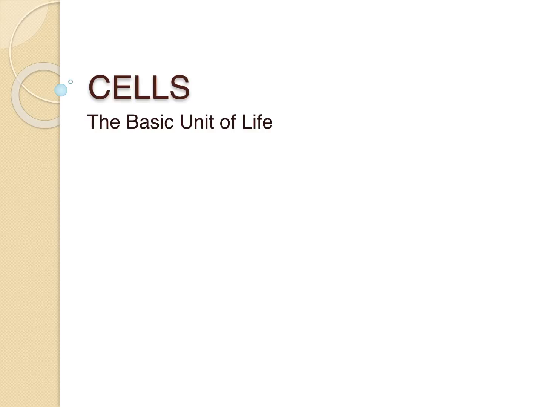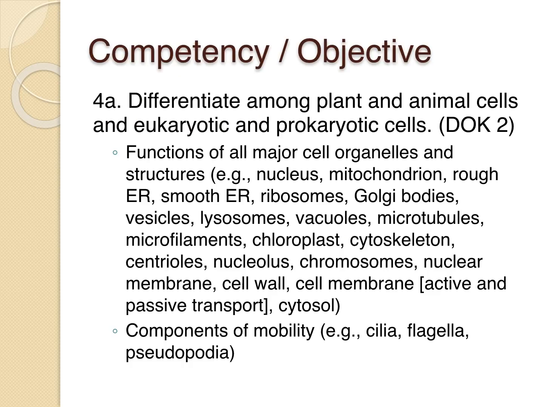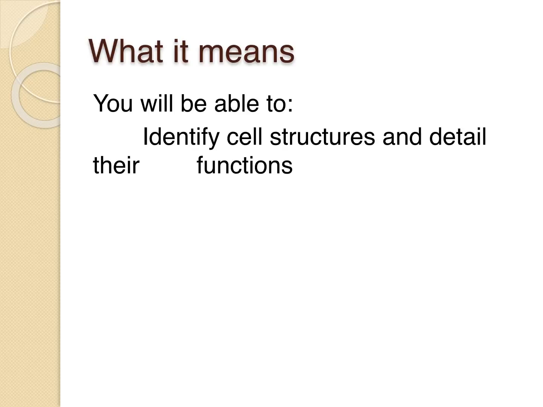This PowerPoint is on the cell, which is the basic unit of life. The competency covered is 4A, so you will learn to differentiate among plant and animal cells and eukaryotic and prokaryotic cells. That includes the functions of all of the cell organelles and determining what is a eukaryote and a prokaryote. You'll be able to identify the cell structures and detail their functions.